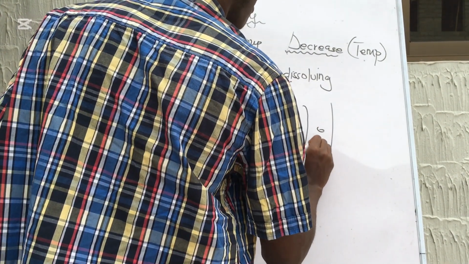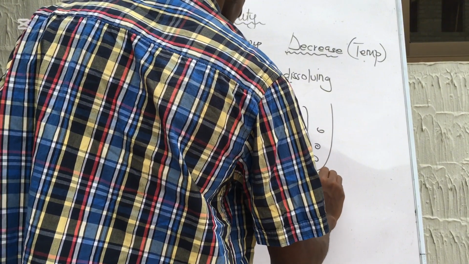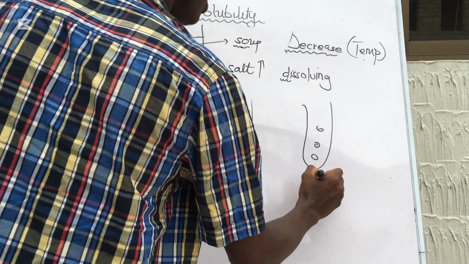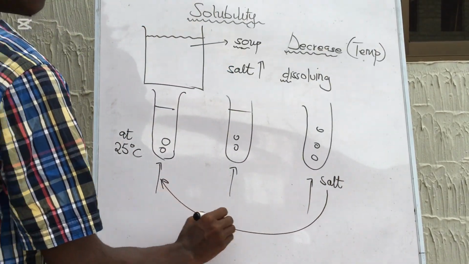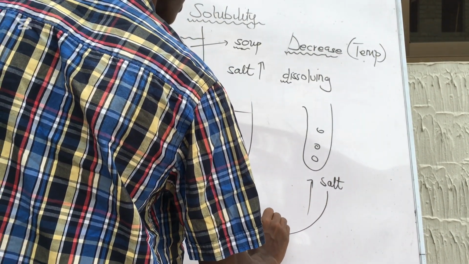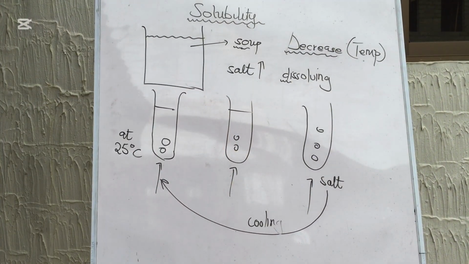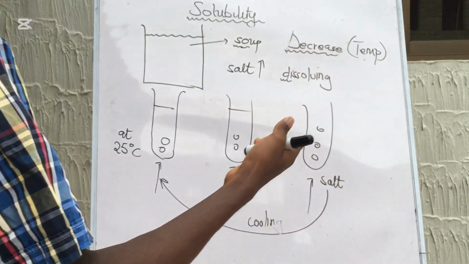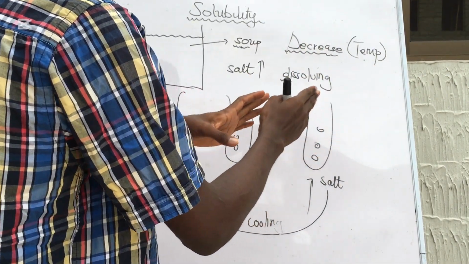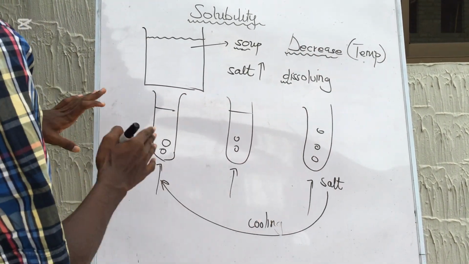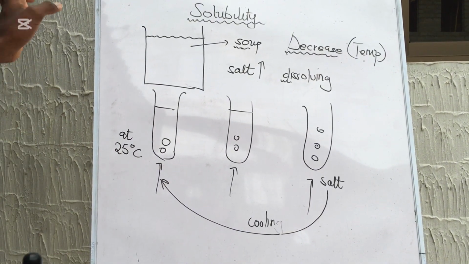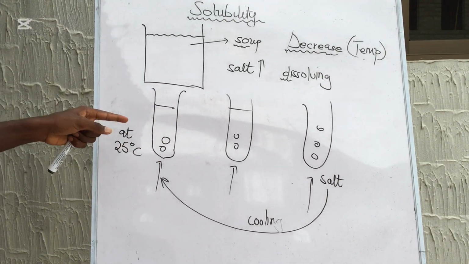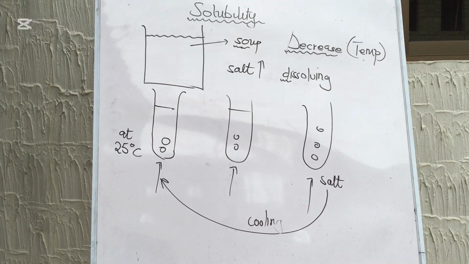So at this point, where you've added more of the salt to this particular solution and it has dissolved, if you start cooling it up to 25 degrees Celsius, you are going to realize that some of the extra salt that you really added is now precipitating out as the temperature cools, or as the temperature decreases. You are going to realize that some of this salt is precipitating out. So that is about solubility.